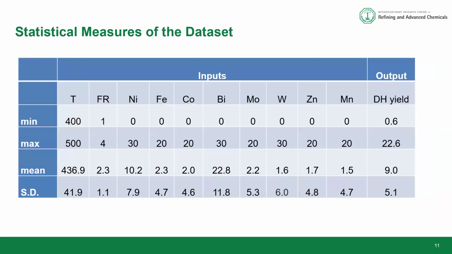So here we try to present the statistical measures of the data set. For each variable, we have the minimum, maximum, mean, and the standard deviation. This was used in normalizing the data, but this gives you an idea of the range. For the temperature, we just considered between 400 to 500, and the feed ratio is between 1 to 4. And for all metal oxide loading, it's from 0 loading to like nickel 38%, iron 28%, in that fashion.